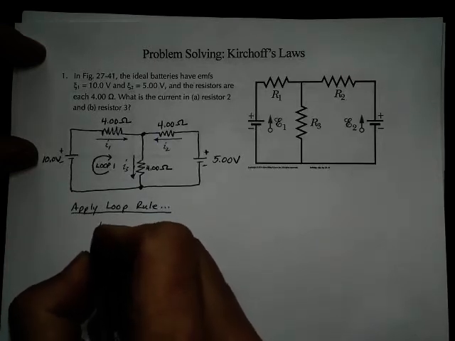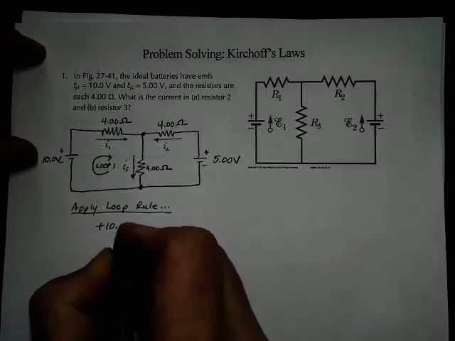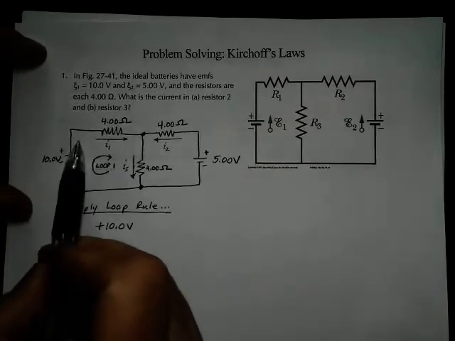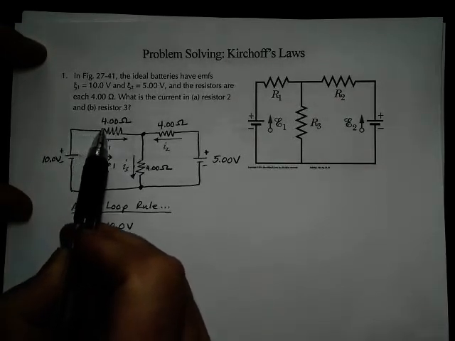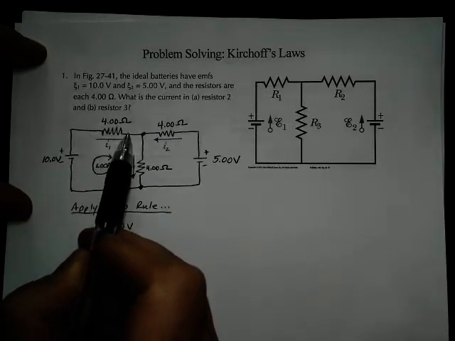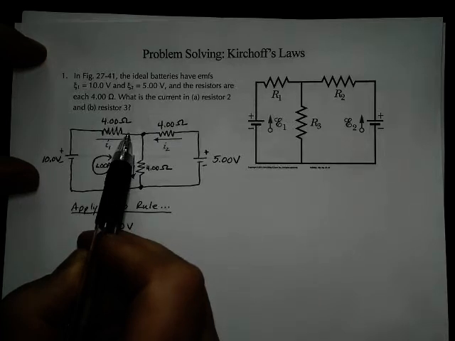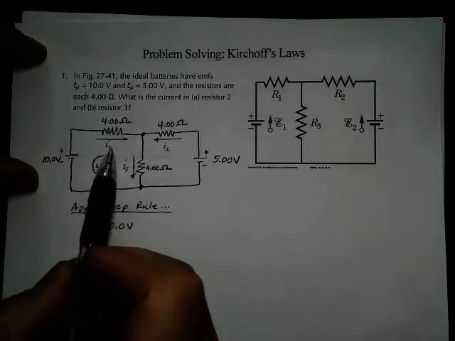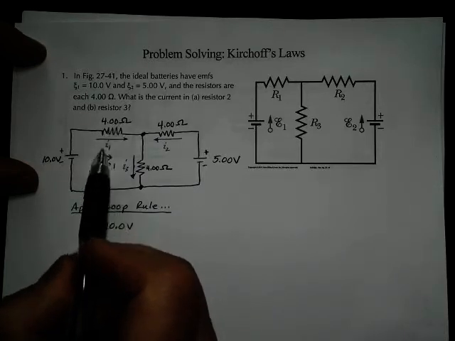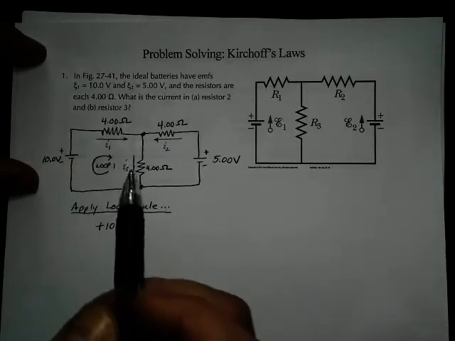So that is an increase of 10 volts of potential difference. The next thing I pass through is this 4 ohm resistor. Well, that would be a potential difference across this resistor, and I could write it as a voltage, but it's going to be easier in the long run to use Ohm's law, voltage equals current times resistance, and write this instead as resistance times current.